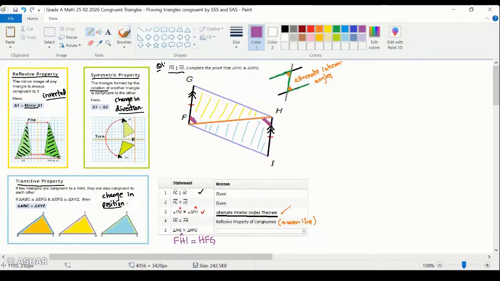Which property is being applied over here? Side, side, side, or side angle side? Since we have an angle given to us, this is an angle, right? So we say side angle side will be applied, because we know this angle equals this angle, and this is a common side. For side, side, side, none of the angles would be given to us. Agreed? Okay, let's look at another question.